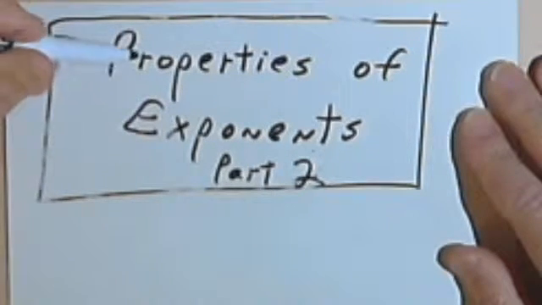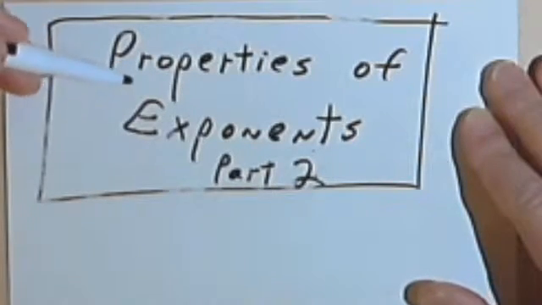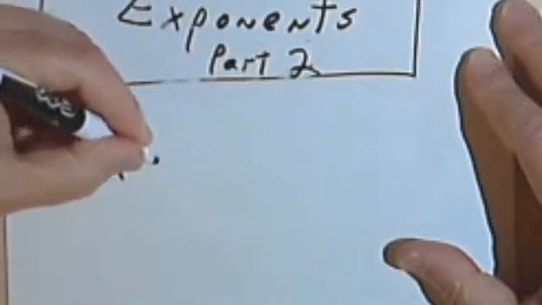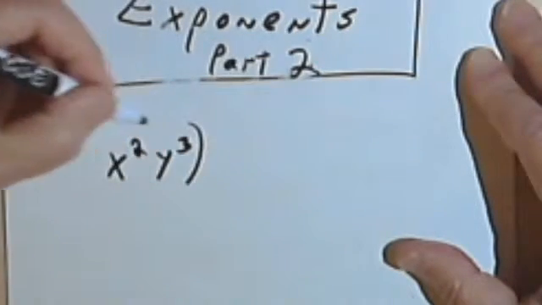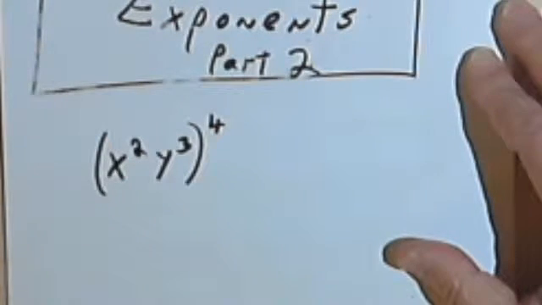This is going to be the second video about properties of exponents, and there's a few more properties I'd like to go into in this one. The first one is something like this. Let's say you've got x squared y to the third. You've got this expression, and you're raising the whole expression to the fourth power.